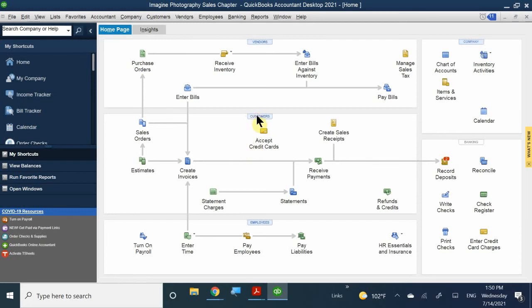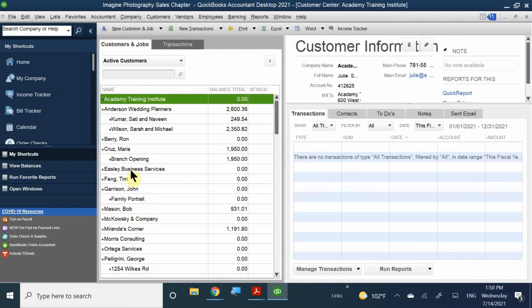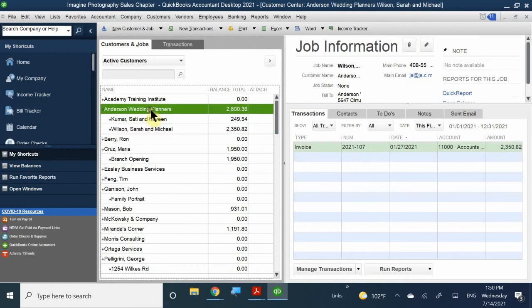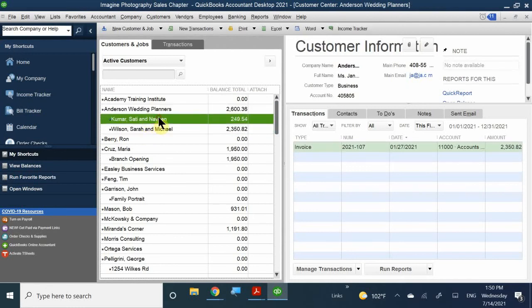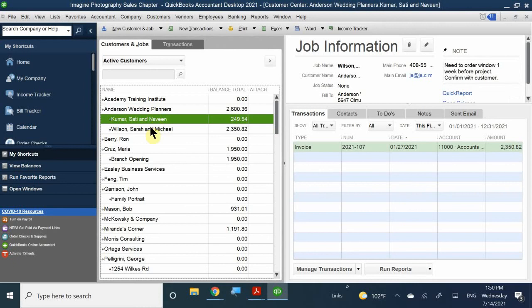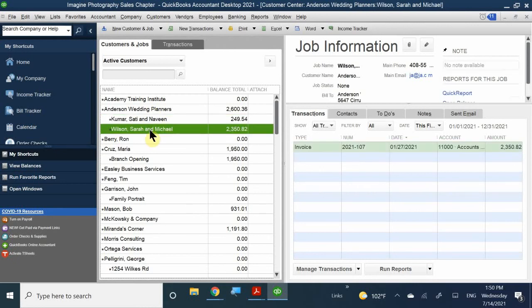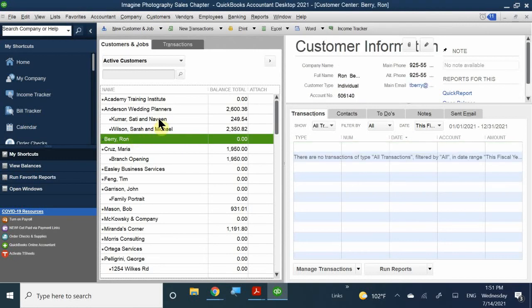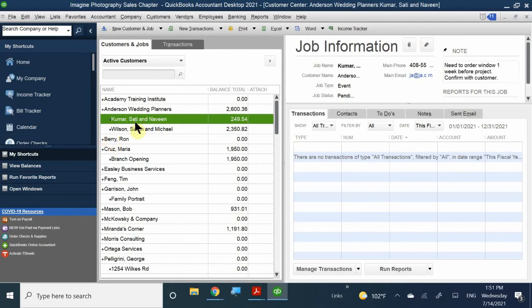So if I go into my customer center real quick, I'm going to locate Anderson Wedding. I'm not quite sure which one I want to do. Looking for invoice number 4003. Okay, so Anderson Wedding, for Kumar and Sati. So that's Sarah and Michael Kumar. Okay, right here. If I click on them, they have an account balance with me.